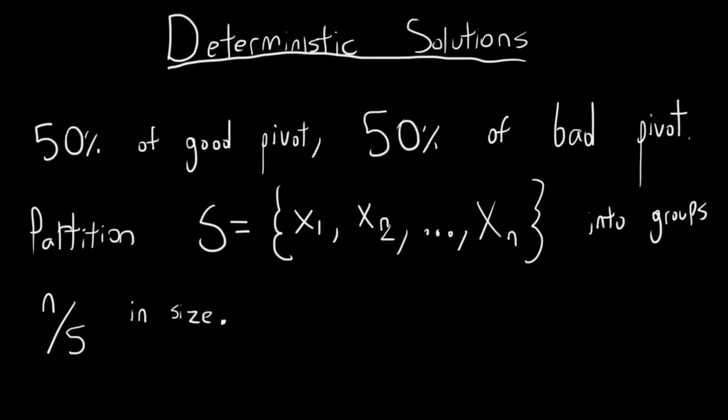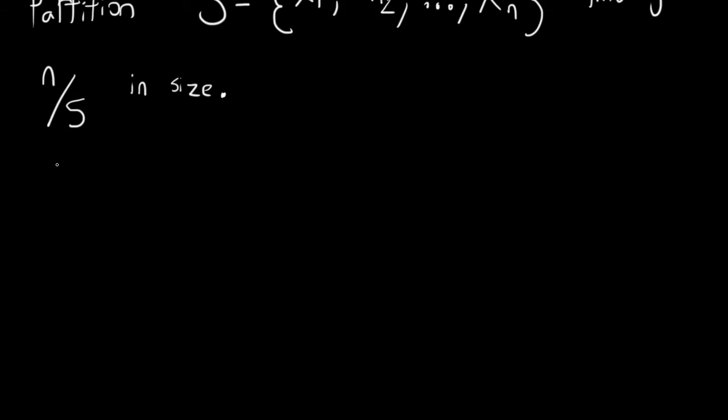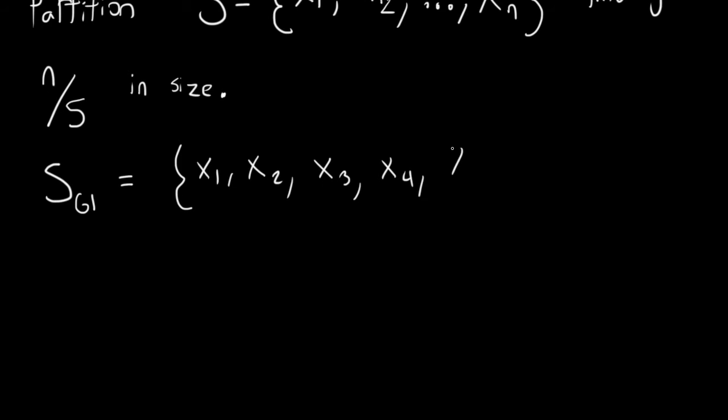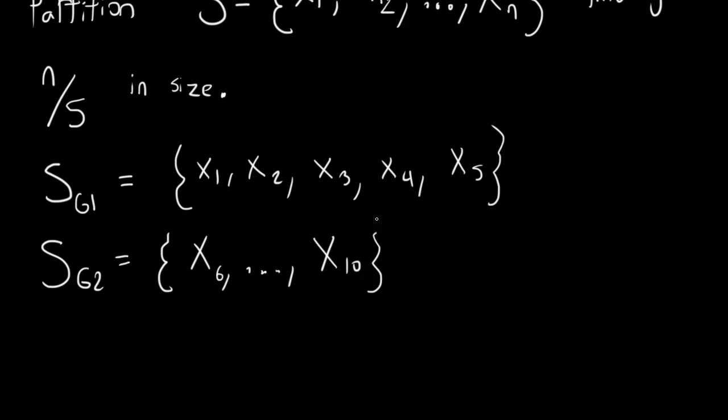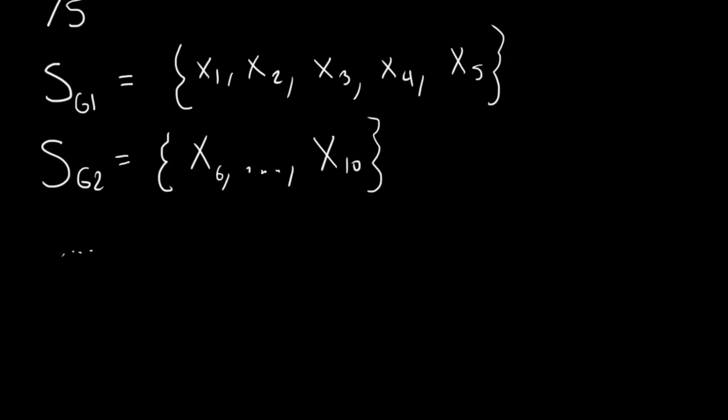So an example of this, we'll call this subgroup 1. And this is going to be, let's go, x1, x2, x3, x4, x5. So we have the first 5 values. We'll have our subgroup 2, which is going to be x6 all the way to x10. I'm not going to waste everyone's time here. And then we'll have all these groups all the way until the end. We'll have our final group, which will be subgroup n over 5, and that will contain whatever the last values are, right?